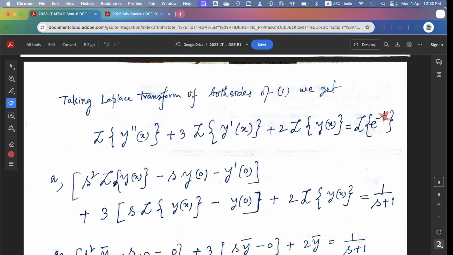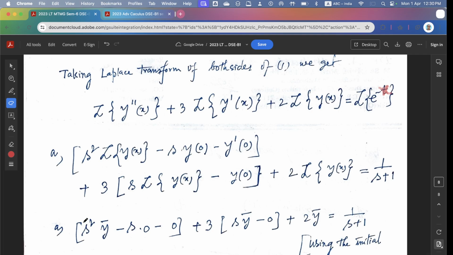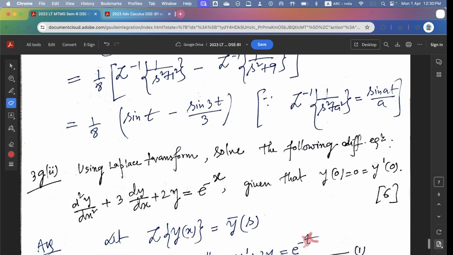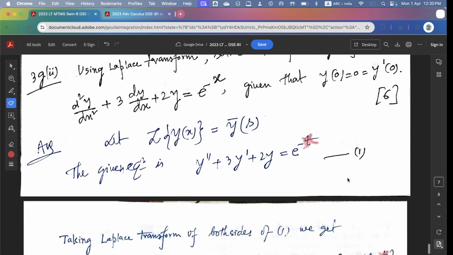So this equals s square L of y(s) minus s y(0) minus y dash (0) for this L of y double dash, plus 3 into L of y dash equal to s L of y minus y(0), plus 2 into y(s) is equal to 1 by (s plus 1). So in the simplification, y(0) equal to 0 and y dash (0) equal to 0. It is given in the initial condition.